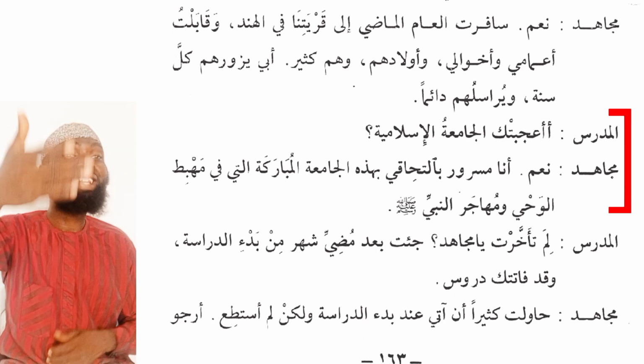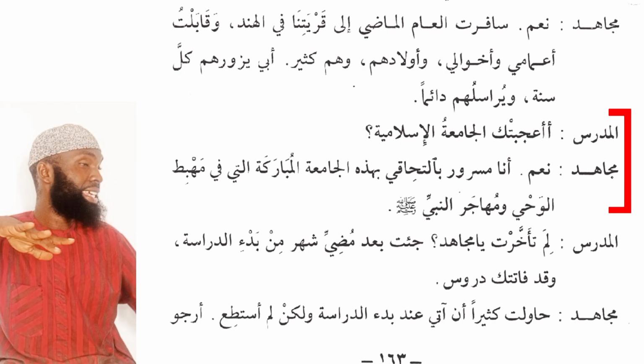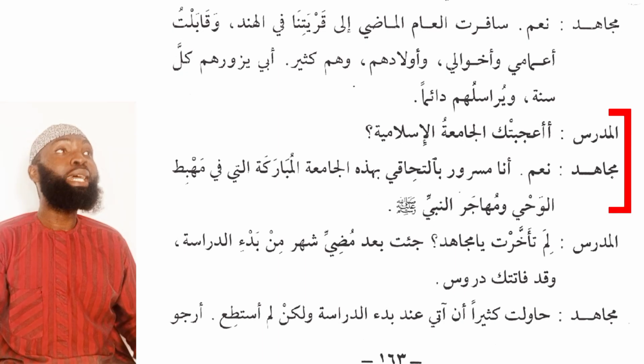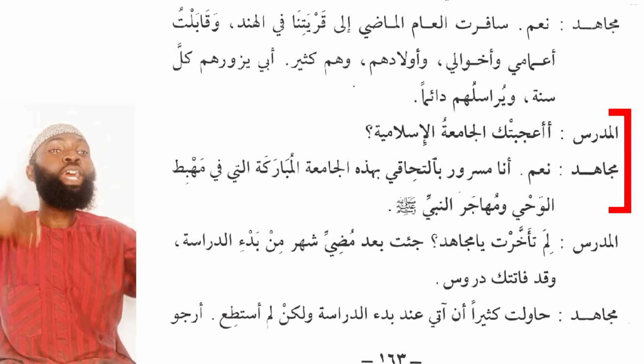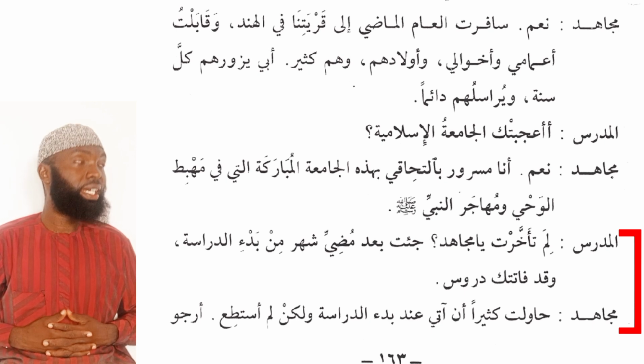So muhajar means place of migration. Hajaro, he migrated. Muhajirun, a migrator, somebody who migrates. Then muhajar, where one migrates to. Arabic is so sweet. So we have Al-Mudarris said, Lima ta'akharta ya Mujahid.